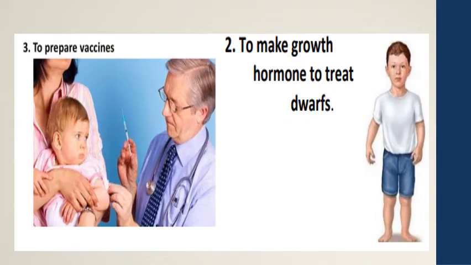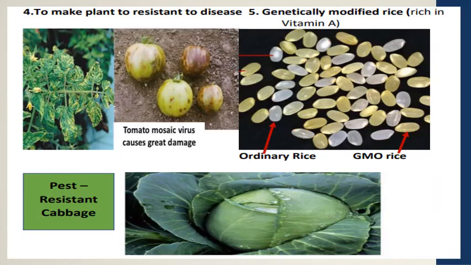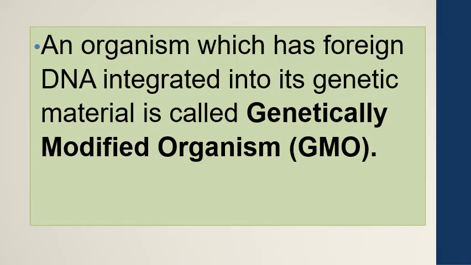Number 2. To make growth hormone to treat dwarfism. 3. To prepare vaccines. 4. To make plants resistant to disease. And number 5. Genetically modified rice, rich in vitamin A. An organism which has foreign DNA integrated into its genetic material is called a genetically modified organism.